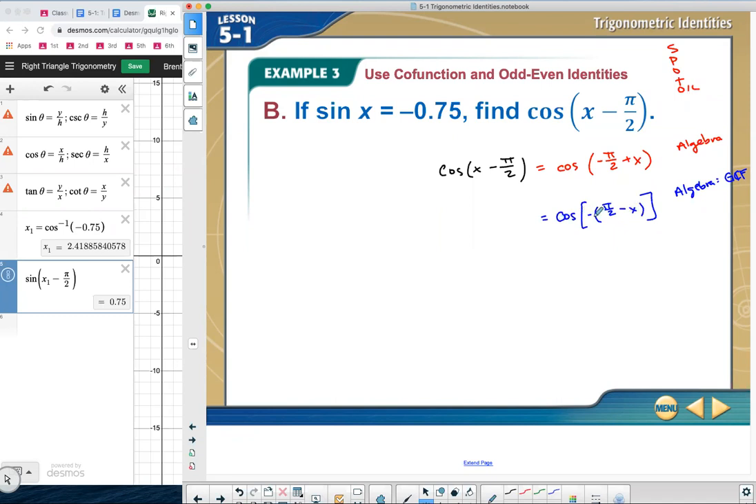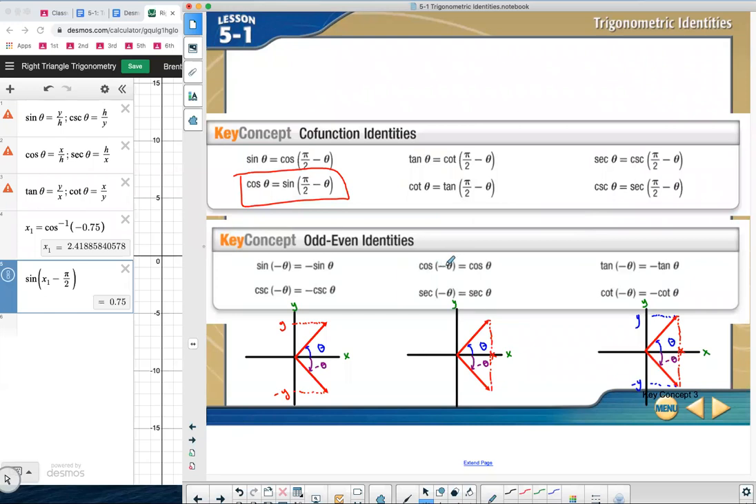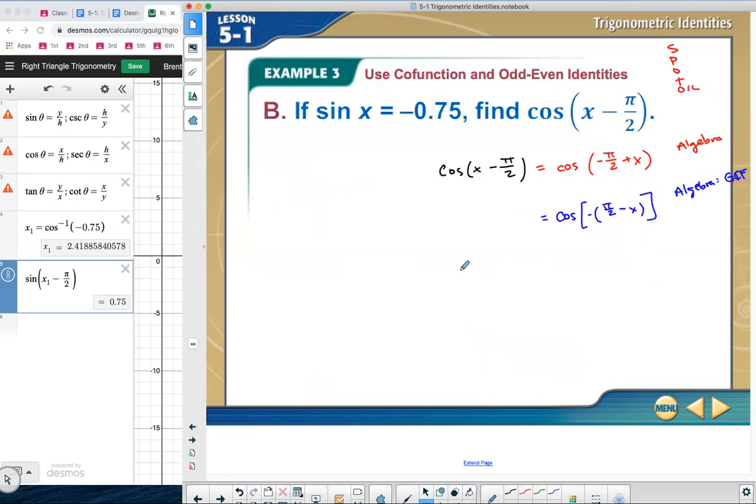Okay, so now I want you to envision this as being negative theta. So it's cosine of negative theta. Well, cosine is even, which means it doesn't matter if it's a negative angle or a positive angle. It's still going to produce the same answer. So honestly, I don't even need this negative there. I can remove it. So I can say this is equal to cosine of pi over 2 minus x. That's using the even-odd identity. Specifically, this one's even.